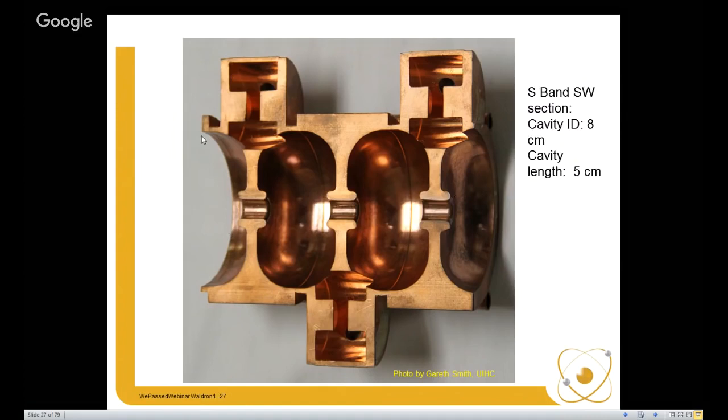We can see that we would call this a half cavity here. We would call this a half cavity. All this is where it was cut. It's just a section of one. Here are side cavities, and here are 2 accelerating cavities. So the beam would pass left to right through these openings here.